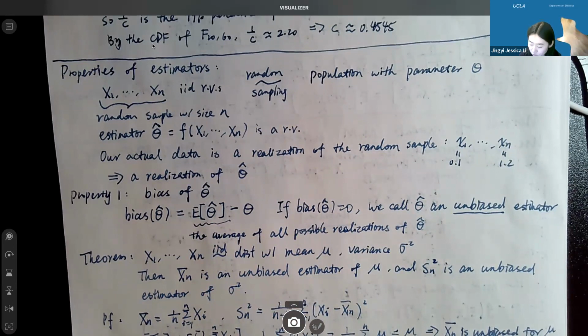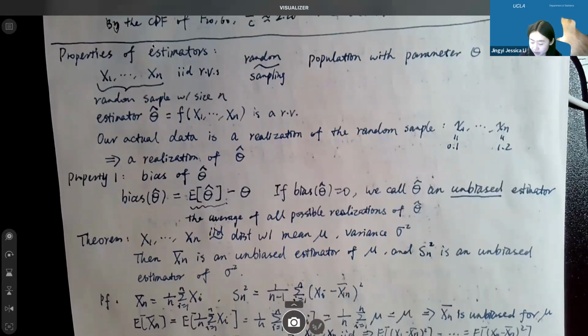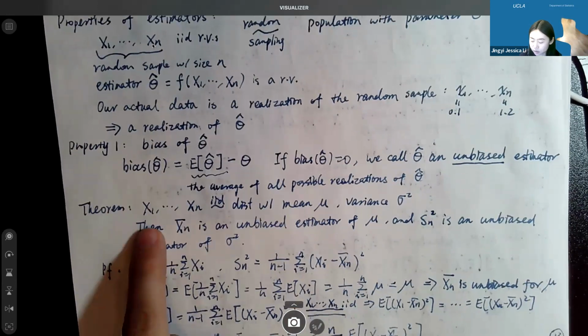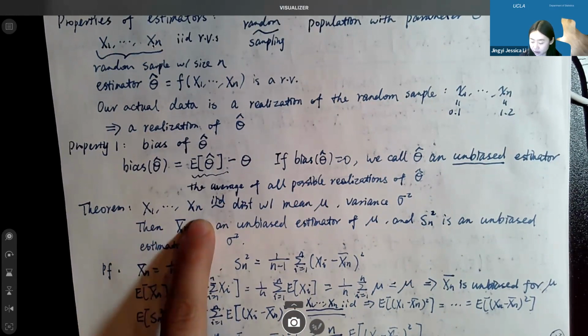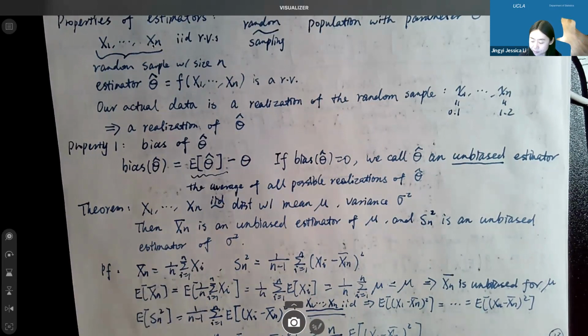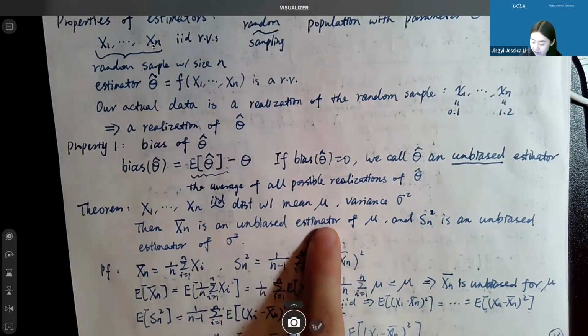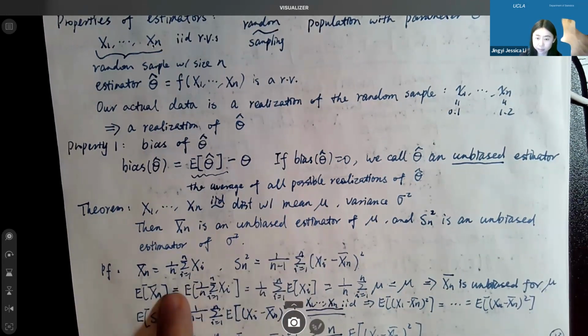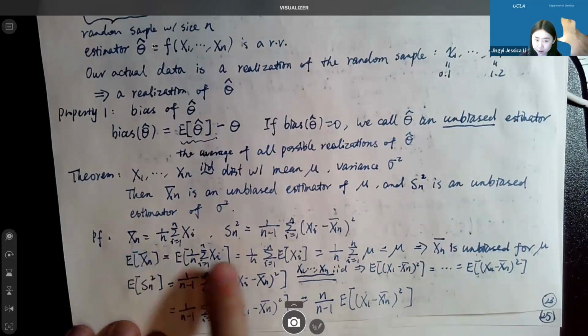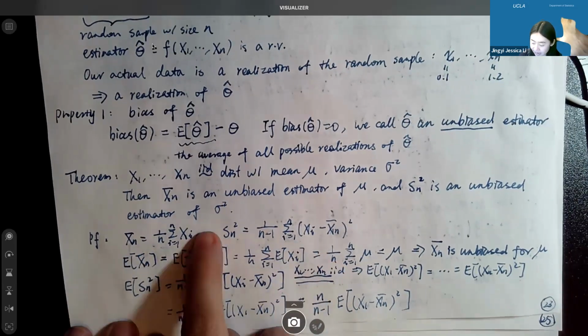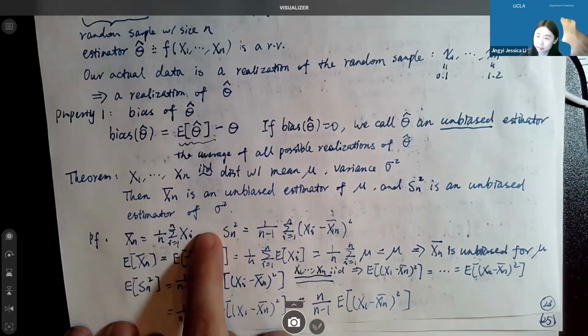Okay, so with this, we said if we have this IID random sample from a distribution with mean mu and variance sigma squared, then we give you two unbiased estimators, one for each parameter. The unbiased estimator for mu, the population mean, is just the sample mean, X̄n. And the unbiased estimator for the population variance, sigma squared, is this one. This we call the sample variance.